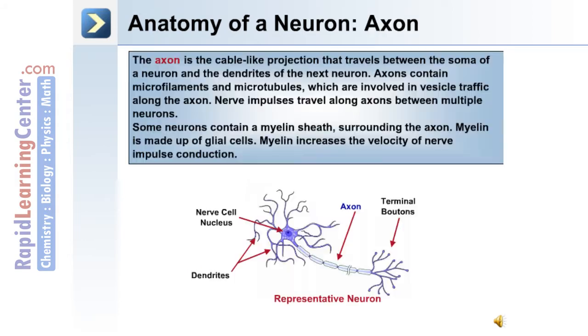Also attached to the neuron cell body is the axon. This cable-like projection travels between the soma of a neuron and the dendrites of the next neuron. The axon contains microfilaments and microtubules, which are involved in vesicle traffic along the length of the axon. Nerve impulses travel along axons between multiple neurons. Some neurons contain a myelin sheath surrounding the axon. The myelin is made up of glial cells, and the myelin increases the velocity of nerve impulse conduction.